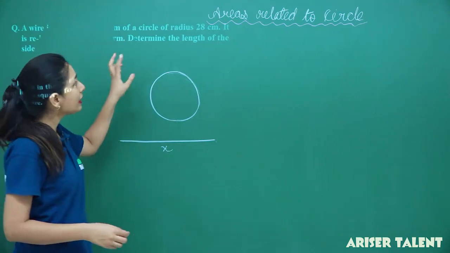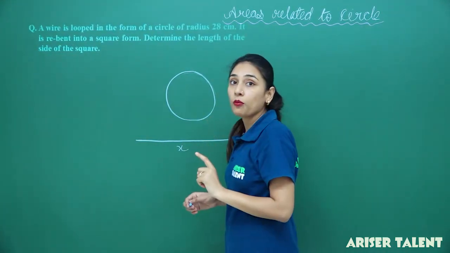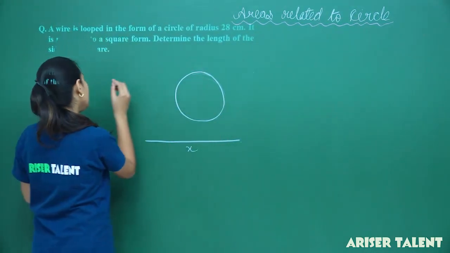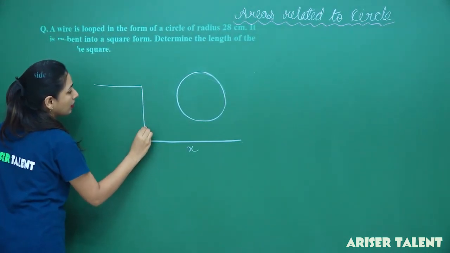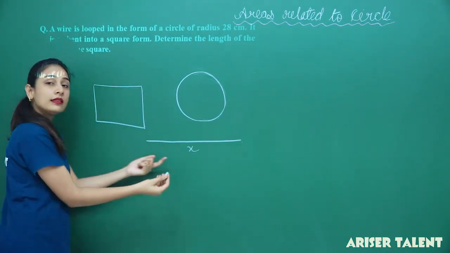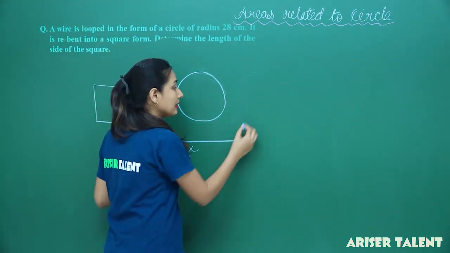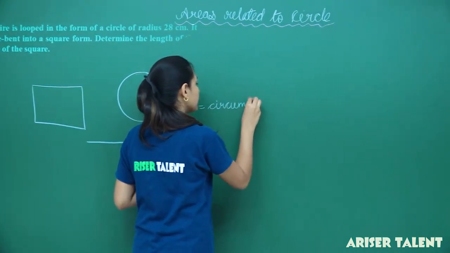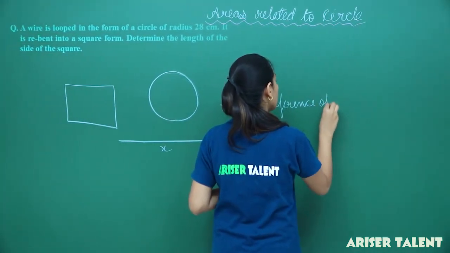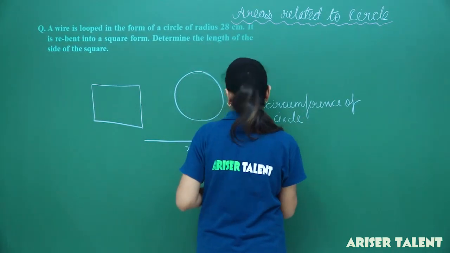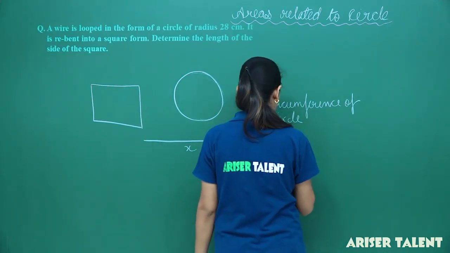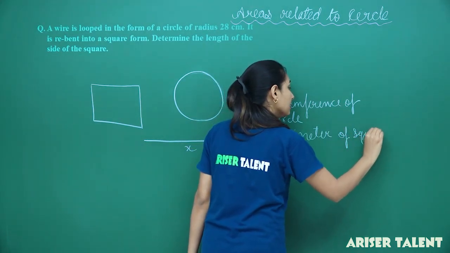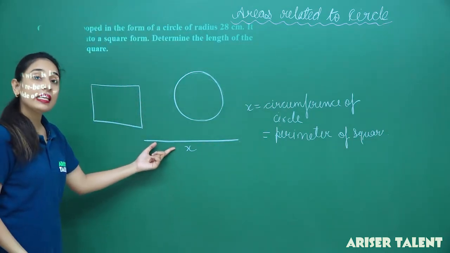Now what I did? I reshaped. I rebent it into a square form. Again, I just unbent it like this and made a square from the same wire. So what does that mean? That this x is basically equal to the circumference of the circle and should also be equal to the perimeter or periphery of the square, because we have used this same wire.